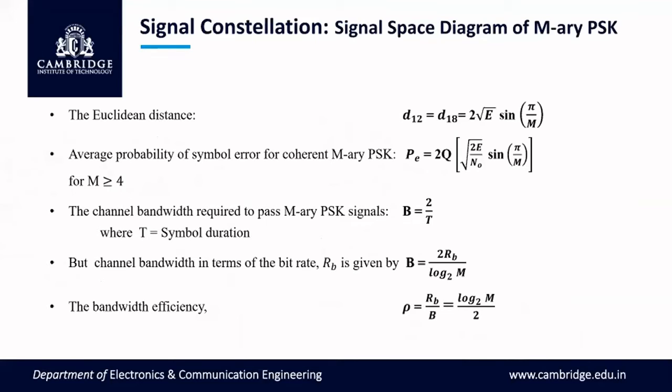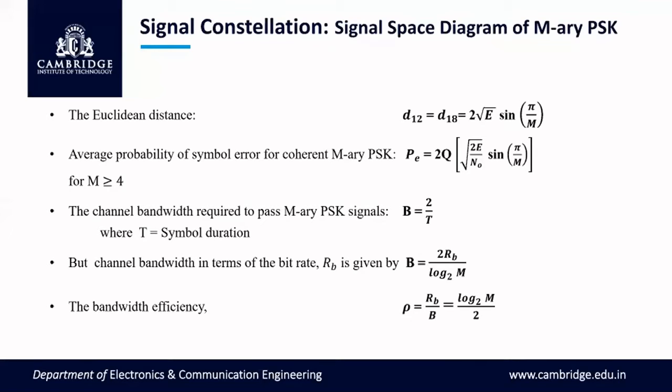Similarly, the average probability of symbol error for M-ary PSK is also given as 2 times the Q function of this d minimum with N naught in there. The derivation is not required. It's not there in your syllabus.